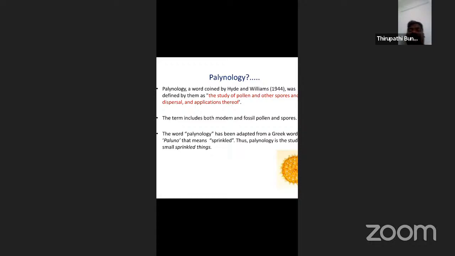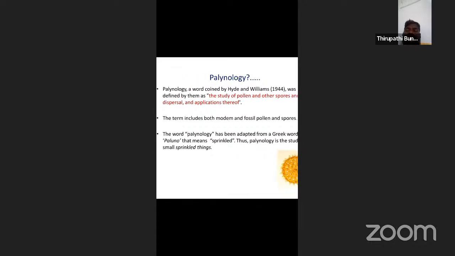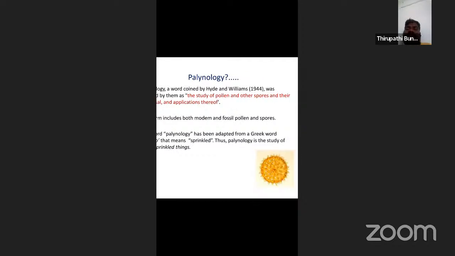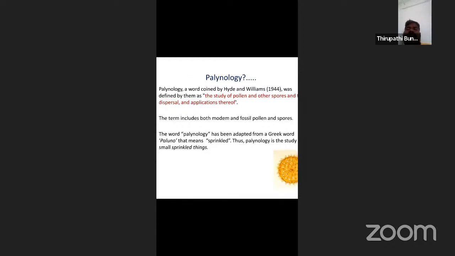This is the pollen grain, the complete structure. Palynology is the study of pollen grains and other spores and their dispersal and applications. Palynology is a Greek word.